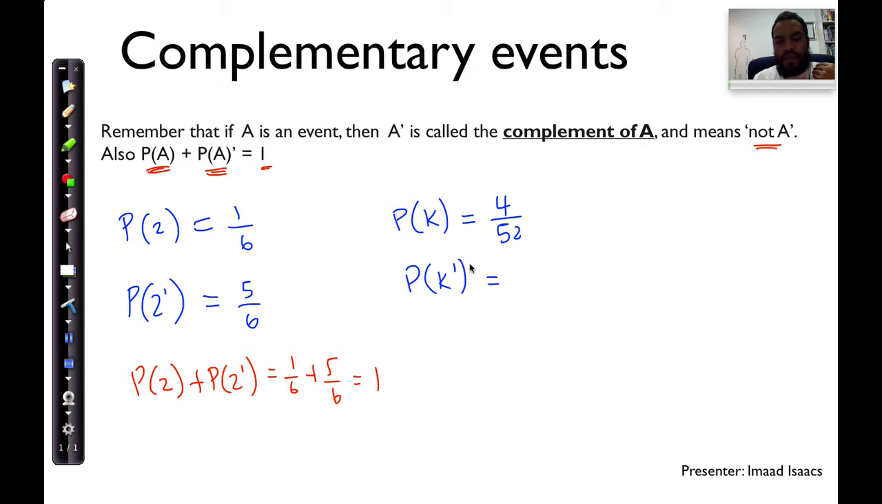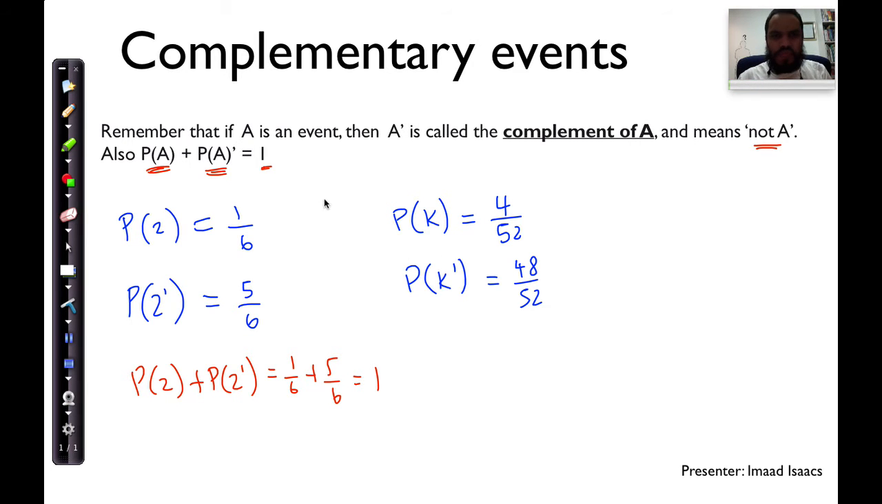because the complement of king is not king. It's as simple as that. How many not king cards are there? Well, there's 48 out of 52. Is king and not king complementary? Well, certainly, because if you add 4 out of 52 and 48 out of 52, it is exhaustive and it gives you the entire sample space, and therefore it's considered complementary events.